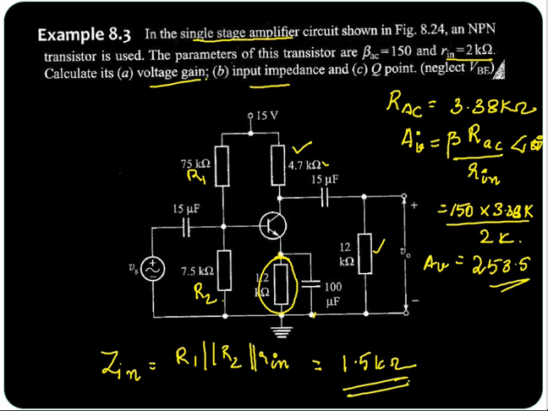Now the resistors, you have to find the Q point, isn't it? So these resistors form the potential divider. So what is VB? Now we are asked to find the Q point neglecting VBE. So this is VB and this VBE is neglected. If you neglect VBE, then VB is equal to VE.